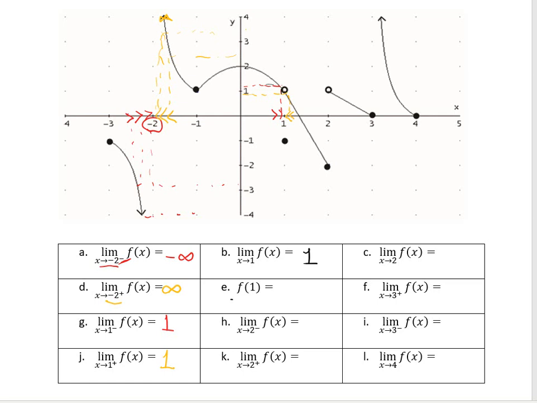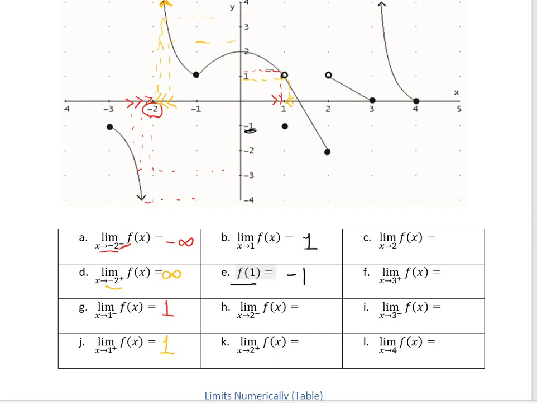Now what happens if I actually plug 1 into my function? Well, you notice I have this empty hole above, and then I have this filled hole below. The filled hole is what I actually get out if I plug in 1. So if I plug x equals 1 into my function, I'm going to get out -1.